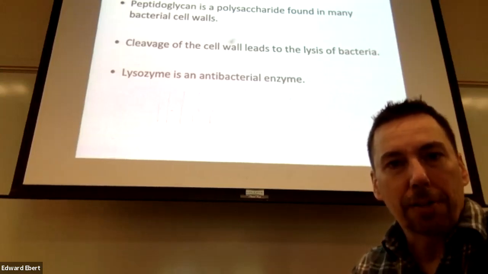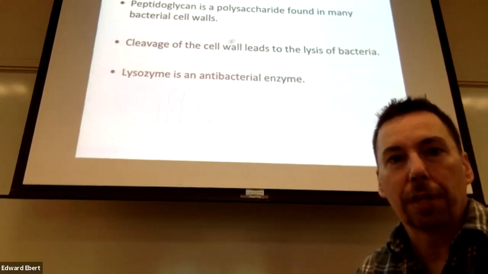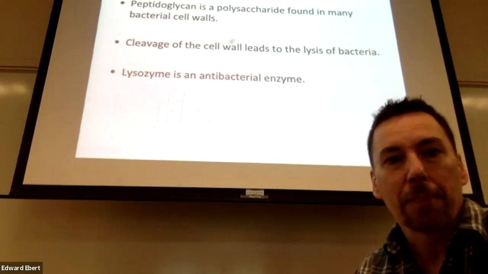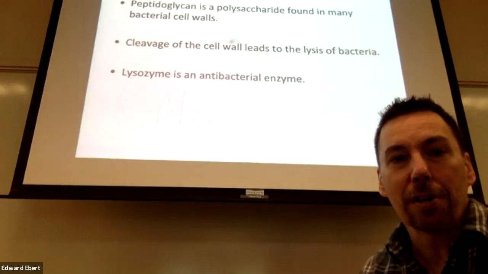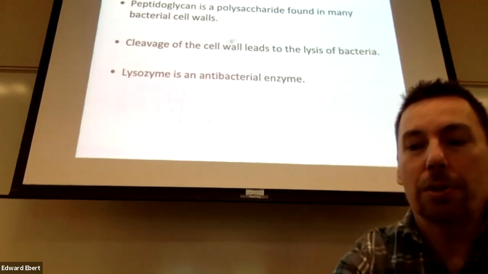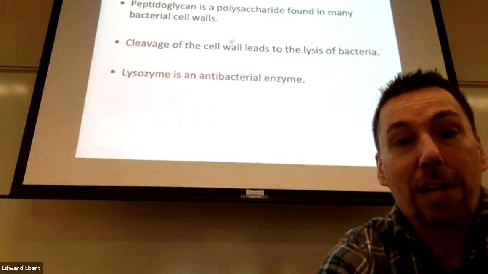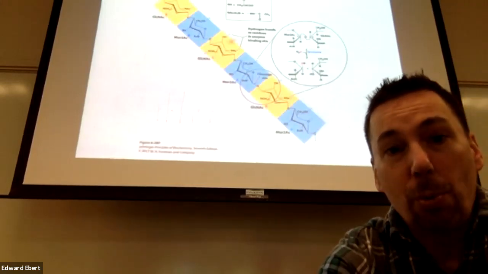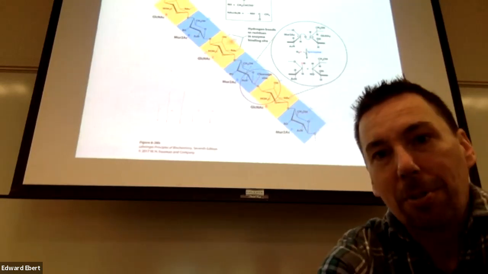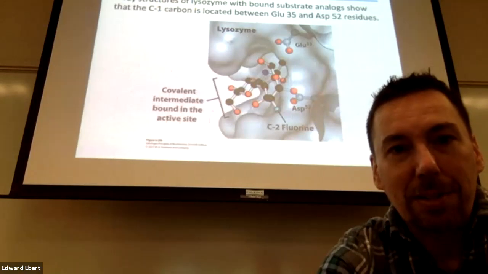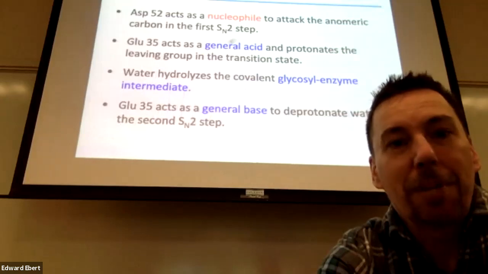So if we look at some antibiotics, a way they'll work is they'll punch holes in the cell walls of bacteria. So a peptidoglycan is a polysaccharide in many of the cell walls in there. So if you can cleave that cell wall, you can lyse the bacteria. So lysozyme is a nice little antibacterial agent, and it will recognize those peptidoglycans and cleave them, again, using acid-base catalysis and covalent catalysis.